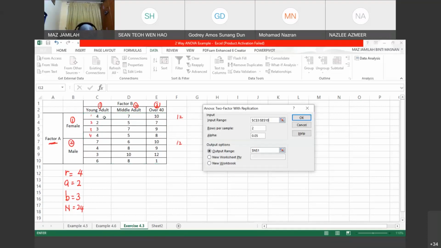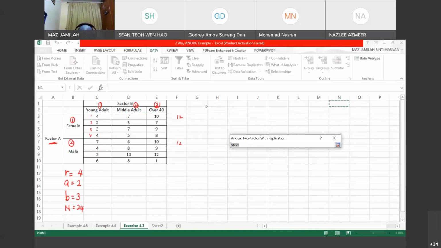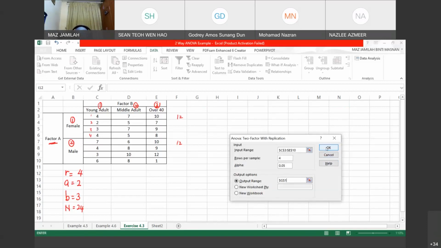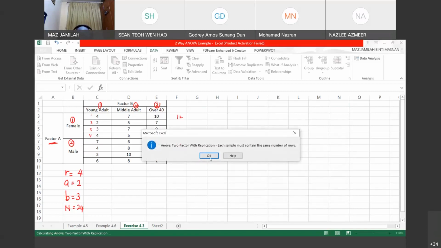Rows per sample, we have 4. If you wrongly key in the number of replications, everything will be wrong. Alpha, I think, is 0.05, the same. So the input range, I would like to put it somewhere here.